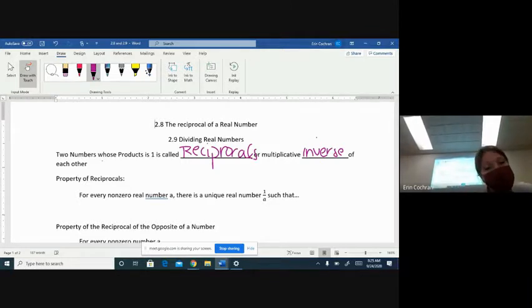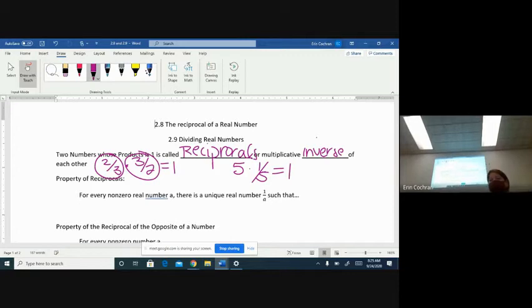So if I look at the number 2/3, if I times that by 3/2, what would I get? 6/6, which is just 1. So we could say 2/3 and 3/2 are reciprocals or multiplicative inverses of each other, okay? If I have 5, what's 5's reciprocal? 1/5, right? So reciprocal is just the flip of the fraction. 5 is the same thing as 5/1, so we just flip it there, which still gives us 1, okay?